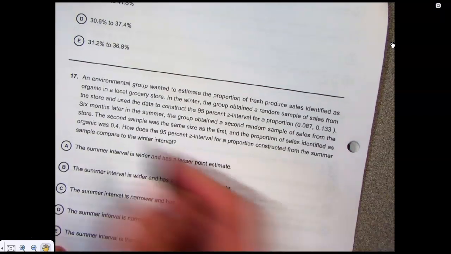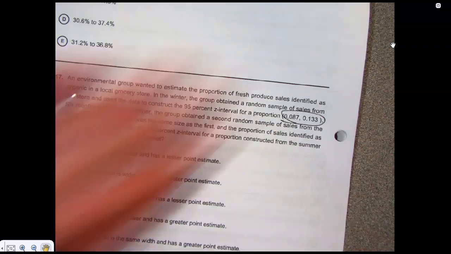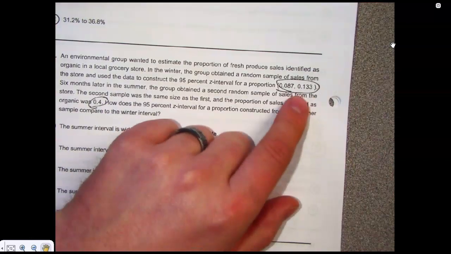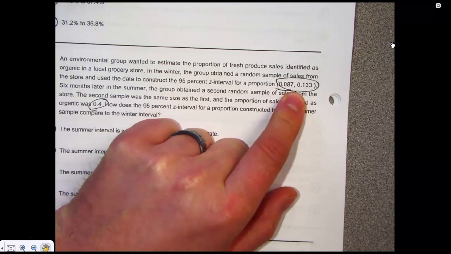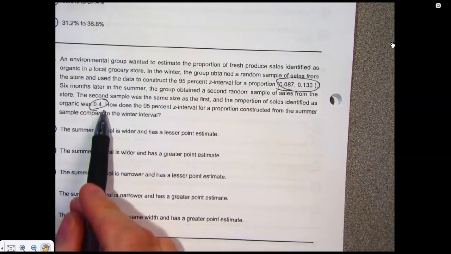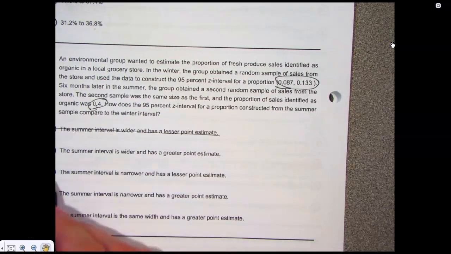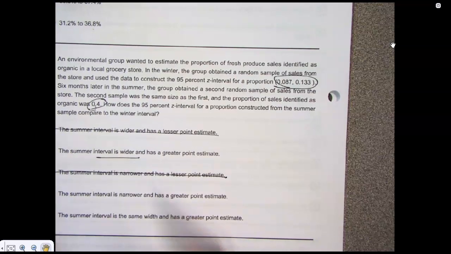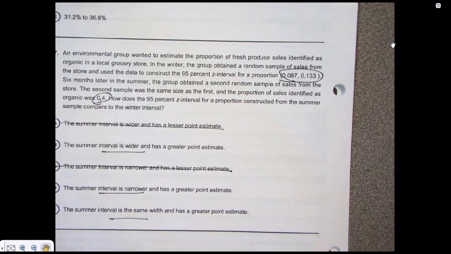So the point estimate here is 0.4. I'm not necessarily figuring it out yet, but I'm going to need to in a second. Is the point estimate there bigger or smaller than 0.4? The point estimate's right in the middle of those, right? So it's smaller. The summer interval, which one's the summer one? The 0.4? So the summer interval has a greater point estimate. So let's start there. That gets rid of two of them. And then the idea now is, is the interval going to be wider, narrower, or the same width? That's what we're trying to decide between.